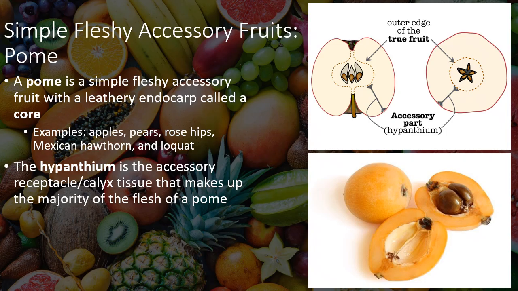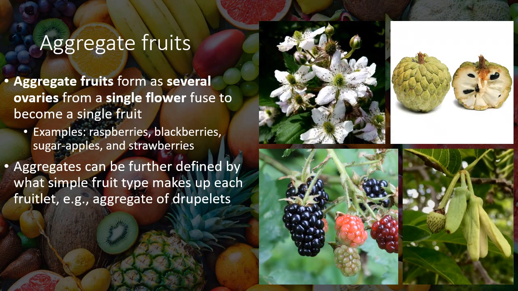This layer of accessory tissue that engulfs the ovary in a pome fruit is called a hypanthium. And that's made of receptacle or calyx tissue or tissue from the other floral whorls, and that makes up the majority of the tissue, the edible fleshy tissue of a pome fruit.